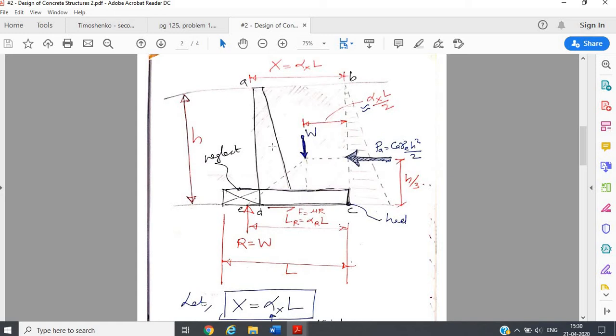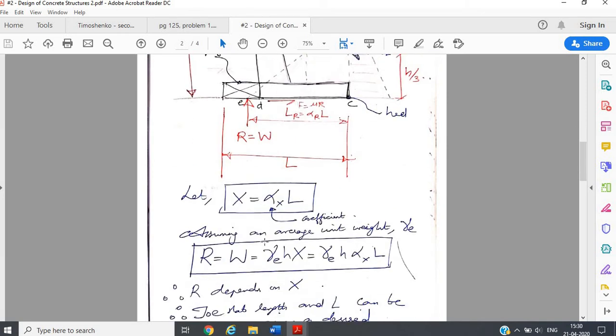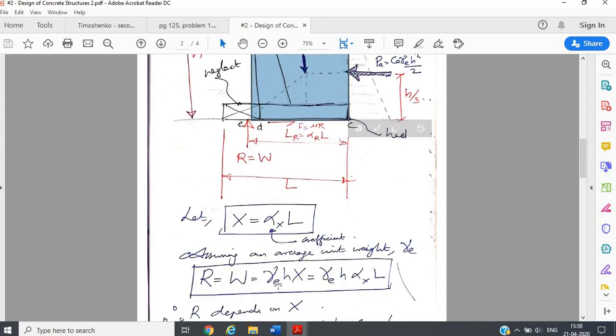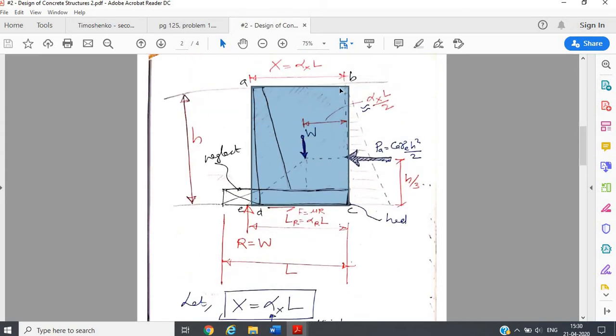But disregarding the fact that both have different self weights, if you consider some weighted average or equivalent unit weight, considering the proportion of areas, and if that equivalent unit weight is assumed as gamma E, then you can say that the total weight of this entire rectangular portion is nothing but gamma E, the equivalent self weight, into h, the total height, into x.